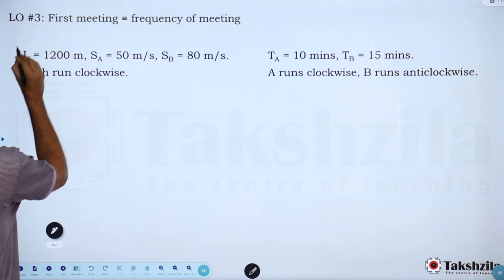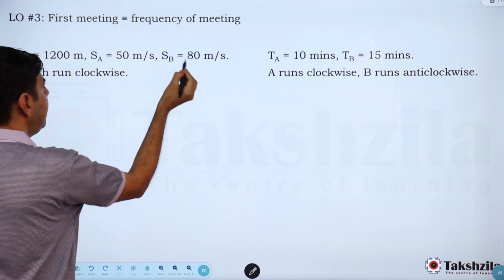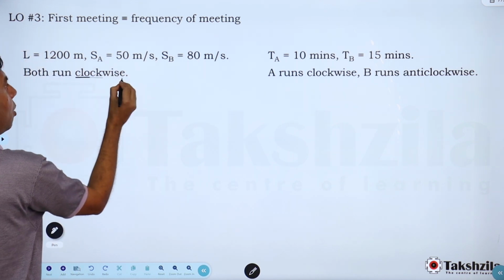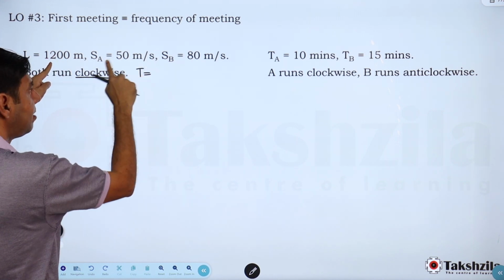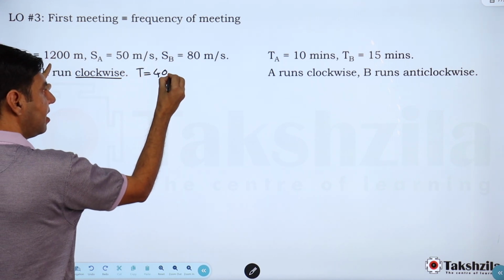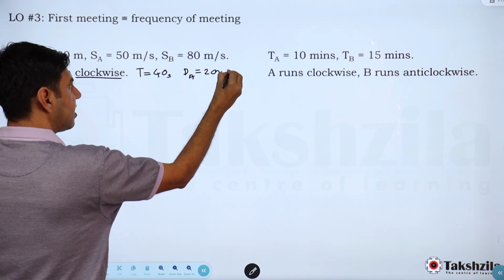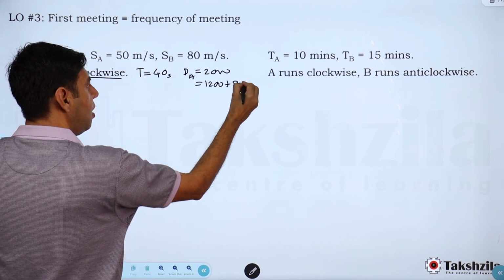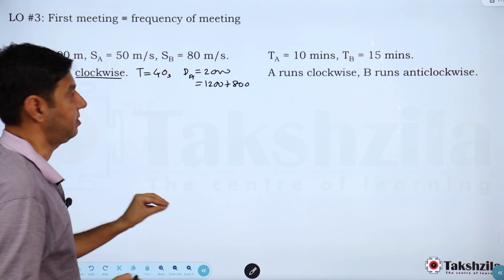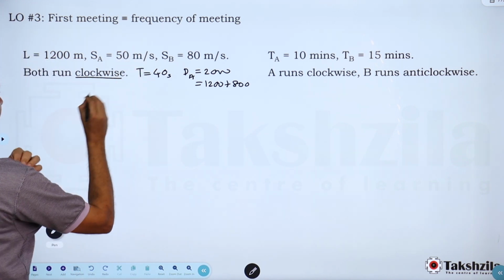So bear with it. We are taking the same first question, track length 1200, A, B, and both run clockwise. So we had found the time in which they meet, 1200 by 30, 40 seconds. We found the distance run by A was 2000, which was nothing but a full track plus 800, right? So if I now start plotting, pay attention, this will be needed for the next slides, okay? So be very, very attentive.